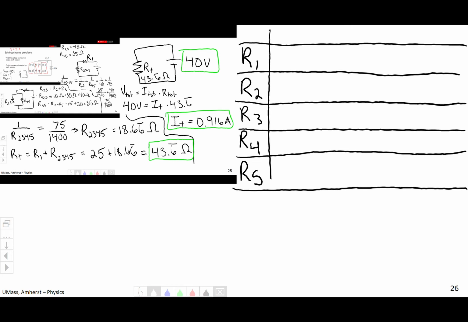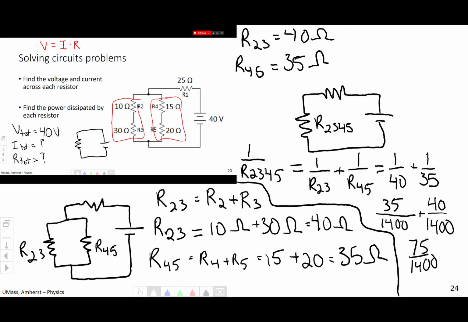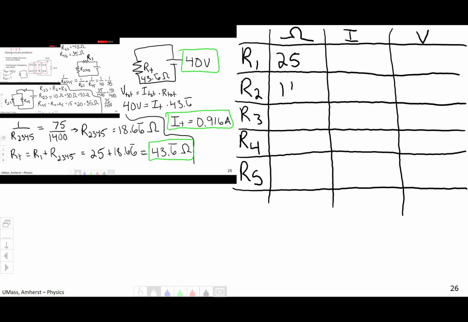We want three columns for now. So we're going to say resistance, current, and voltage. Okay, so we know the resistances. So R1 is 25 ohms. Let's go back. R2 is 10, R3 is 30, R4 is 15, and R5 is 20. Okay.